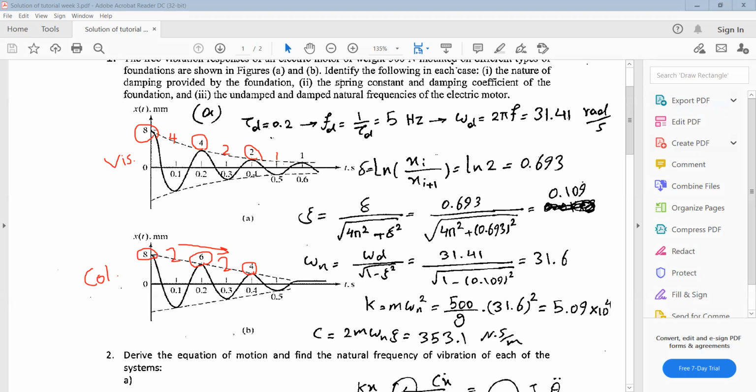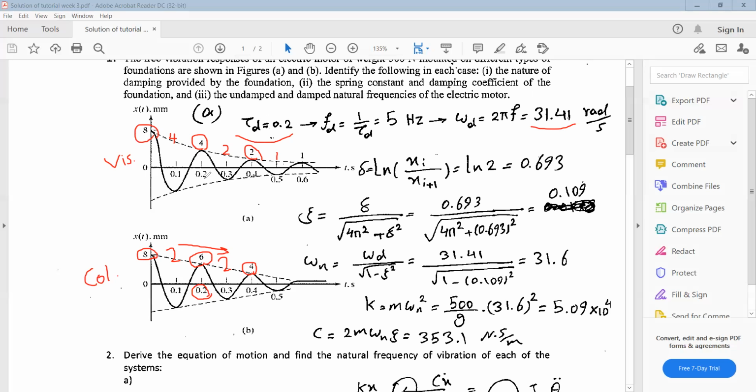For part 2, we want to obtain the spring constant and damping coefficients of the foundation. When we deal with Coulomb damping, you need only obtain the natural frequency, and then you can easily obtain the stiffness and the mass of the system. Here you can see for both of them the period is 0.2. From this you can easily find the natural frequency for the Coulomb damping, which is 31.41, from the period.